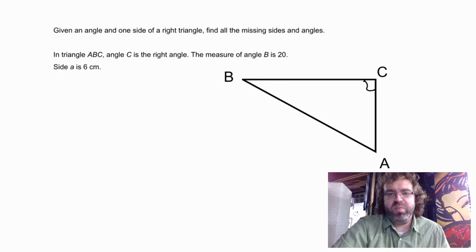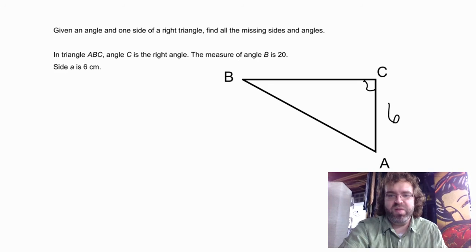The measure of angle B is 20. Side A is 6 centimeters. I'm going to say side AC. That's got to be the 6 centimeter one. And then the measure of angle B is 20.